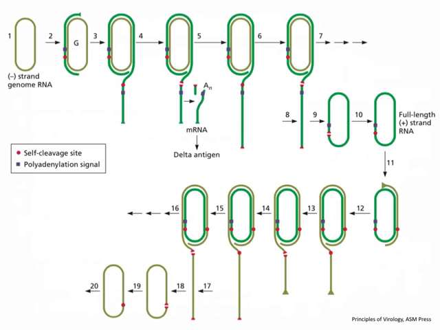Now, when this RNA enters a cell, it's replicated by polymerase II of the host cell, very much like viroids. So here's the negative strand genome RNA coming into the cell. It's a circular single-stranded RNA. It's recognized by DNA-dependent RNA polymerase II, our enzyme that makes mRNAs, which will recognize this.